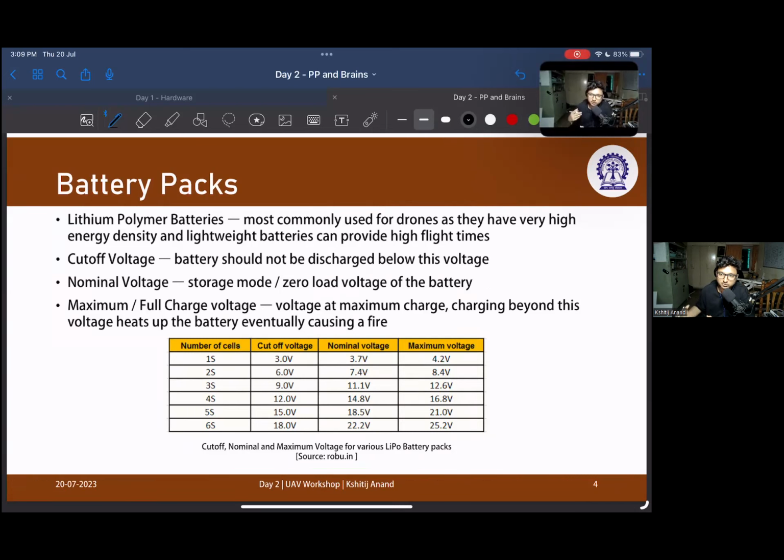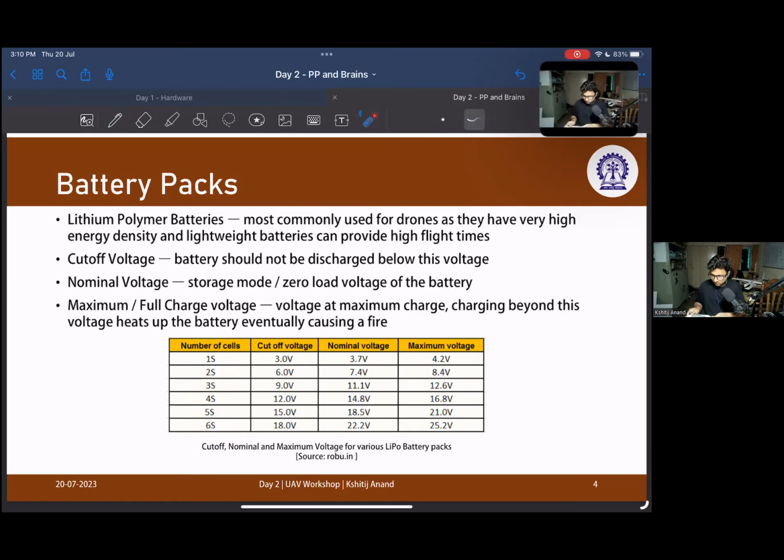Now, when you use a battery, you need to keep in mind three specific voltages that are very important. The first one is cutoff voltage, then we have nominal voltage, and then we have maximum or full charge voltage. So if you see, I have provided a table. Number of cells, we denote by 1s, 2s, 3s. So, a very basic fact, maybe I could show you this.